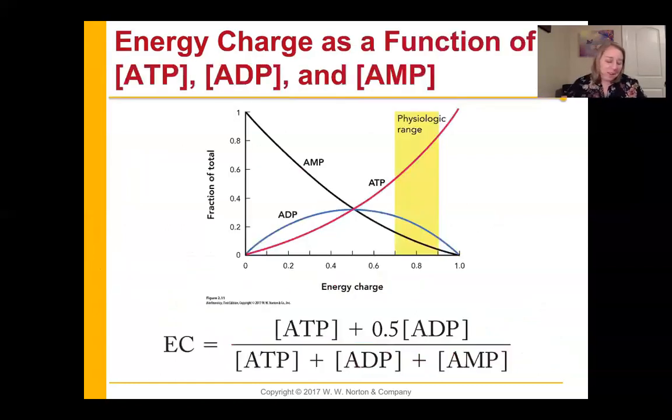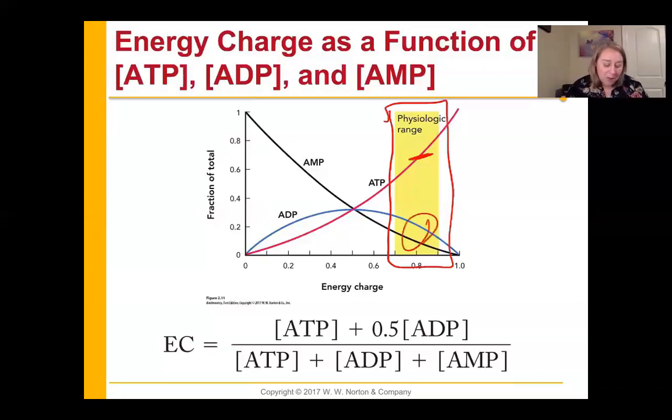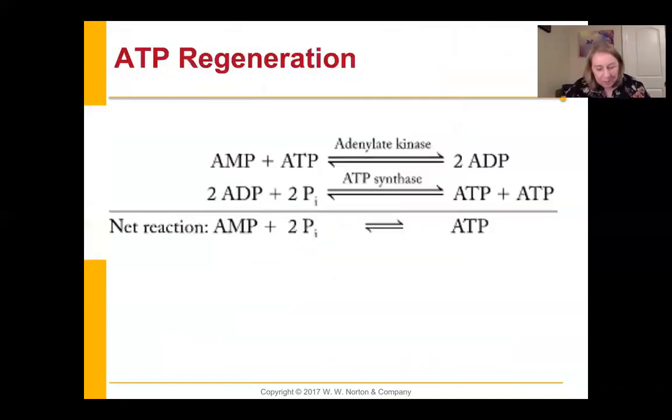So this is the different energy molecules within the cell. And so here's our physiological range. We need relatively a lot of ATP, right? We have lower amounts of both AMP and ADP. And so think about this. How does this work? Did I put in this? Yes, I did. Okay. So how does this work?